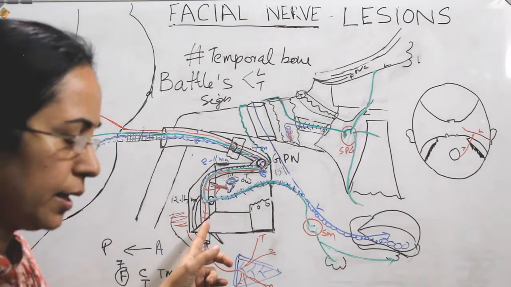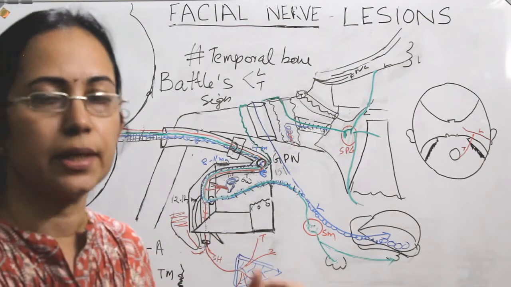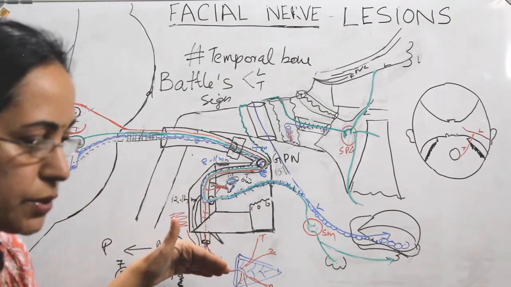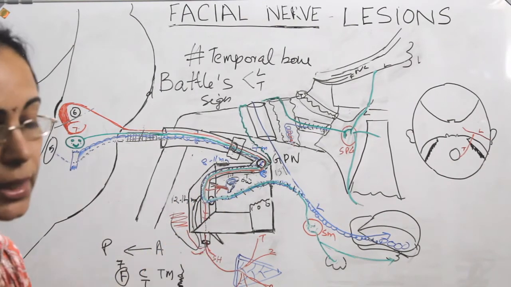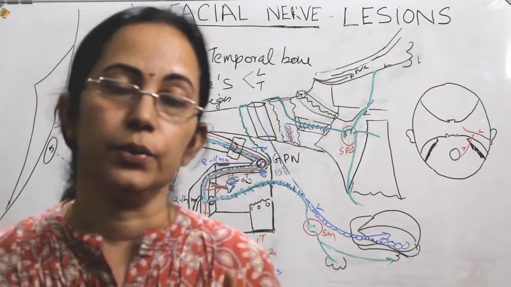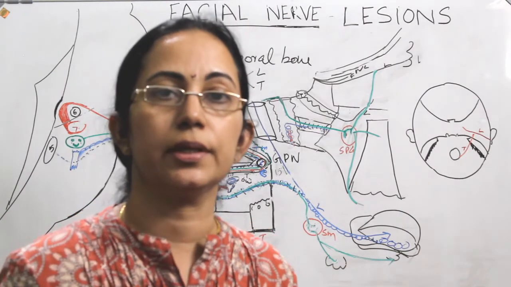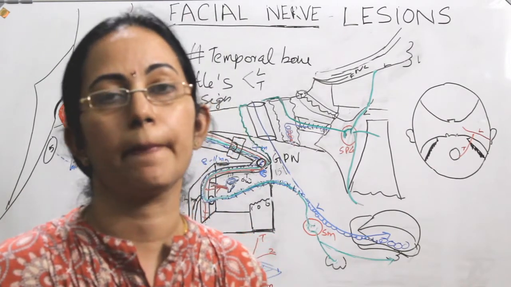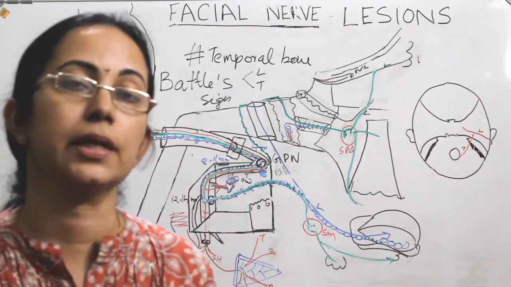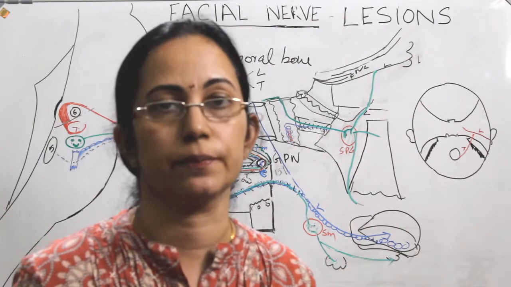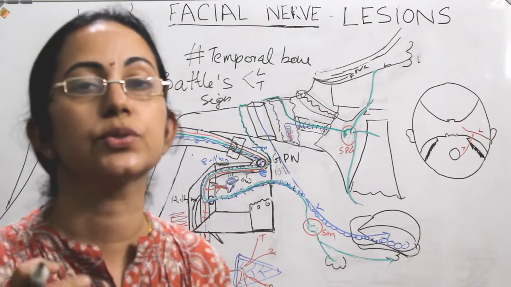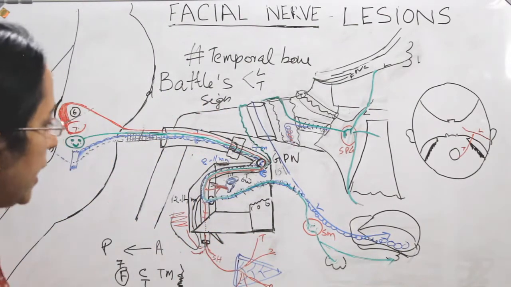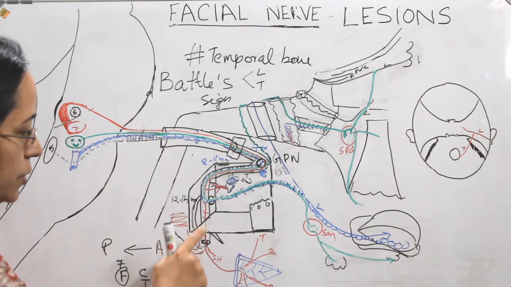And extracranial part. What is that? After exiting from the stylomastoid foramen, it is the extracranial part. What all things can happen here? You know that the mastoid process starts developing from 2 years of age. So in newborns and in children less than 2 years of age, there is no mastoid process. So what happens?